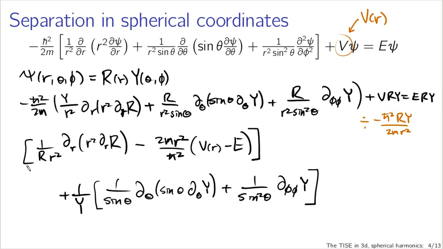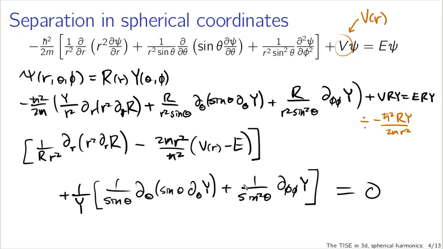Overall, these two terms added together have to be equal to 0. And this is the same sort of structure as we had before. This now is a function only of r, and this is a function only of theta. We'll take a look at what you get from the function only of r later on. But for now, the same sort of analysis holds.